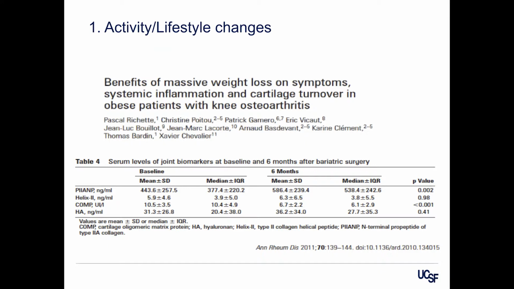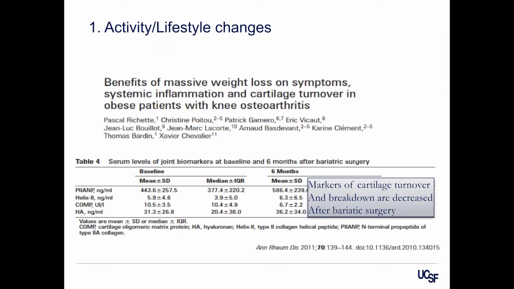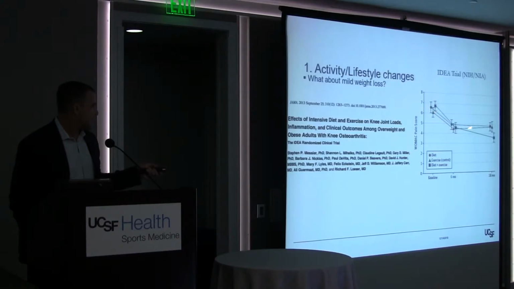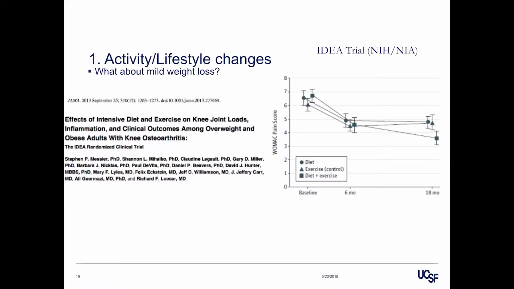Now that you said that's great, most of my patients have a BMI of 28. What do we do for them? Well, this was a nice study that looked at activity and lifestyle changes where they did diet and exercise or just exercise. And early on, everybody got better in terms of their pain scale. But over 18 months, the people that did diet and exercise and lost a modest amount of weight, on average 10 to 20 pounds, continued to have significantly better pain relief.